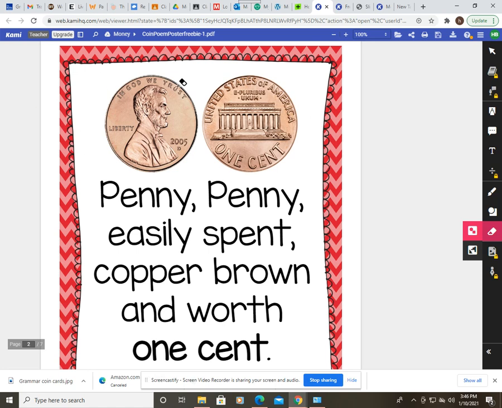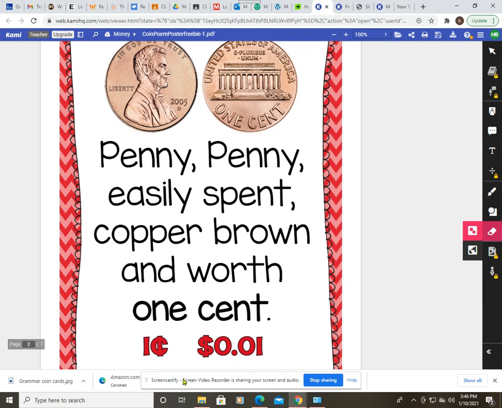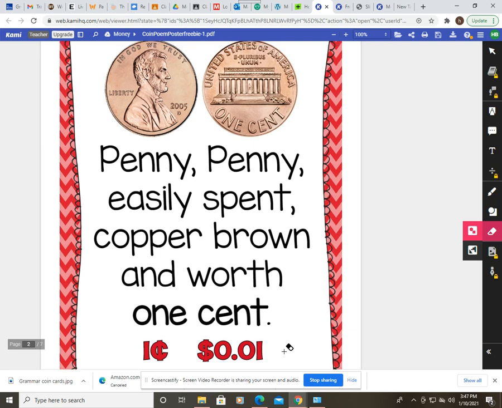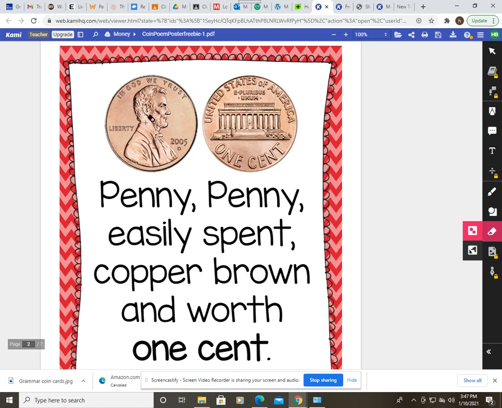So this coin, probably all of you are familiar with, the penny. And our little poem: penny, penny, easily spent, copper brown and worth 1 cent. And I like these posters because they actually show us two different ways we can write the value of a penny, or we might see the value of a penny written out and have to identify it or match it up with the value, okay? We remember the penny because number one, it has that unique copper brown color. It has President Lincoln, our 16th president, on it, and it says 1 cent.